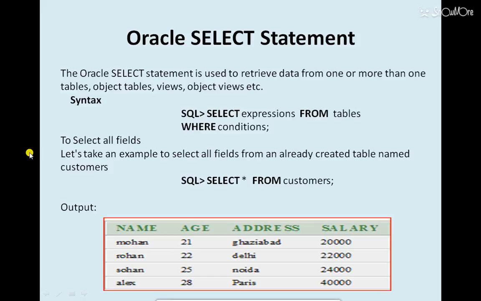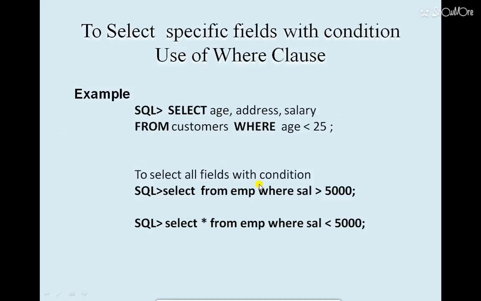For example, if we want to display all columns of a particular table, then use the star character to substitute all the columns. For example, I want to display all fields, all columns of the table customers. In the SQL environment, the statement is: select star from customers. The output will be like that. Under all columns, the records of customers will be displayed.